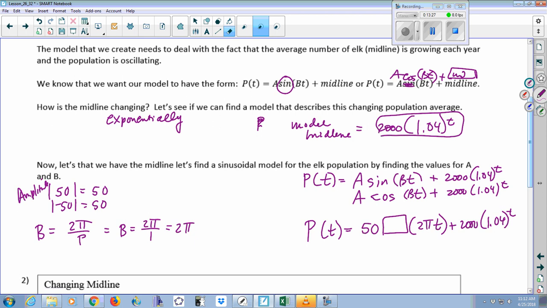I'll wait for you to copy this, so I'm talking over a lot of people writing.